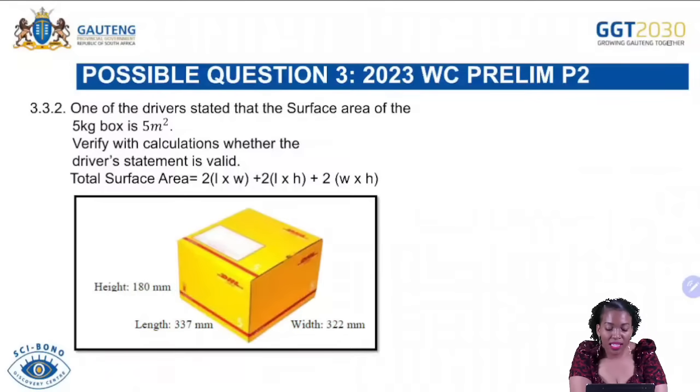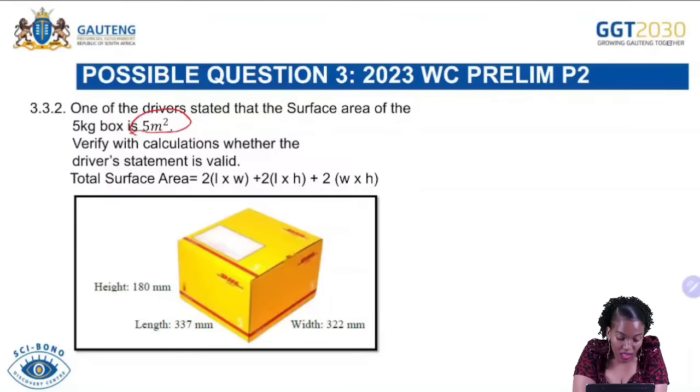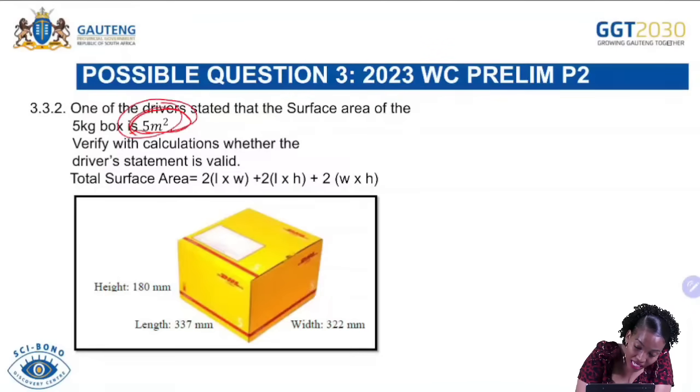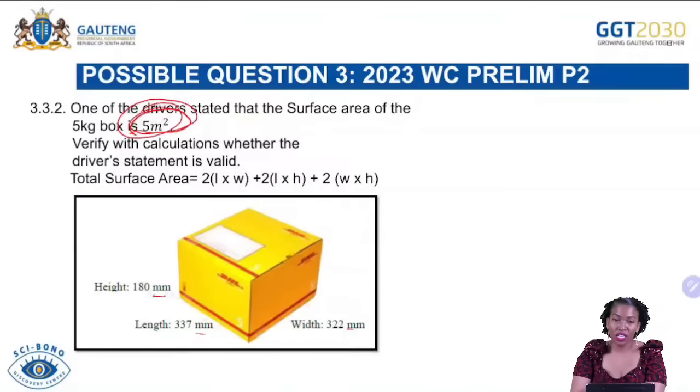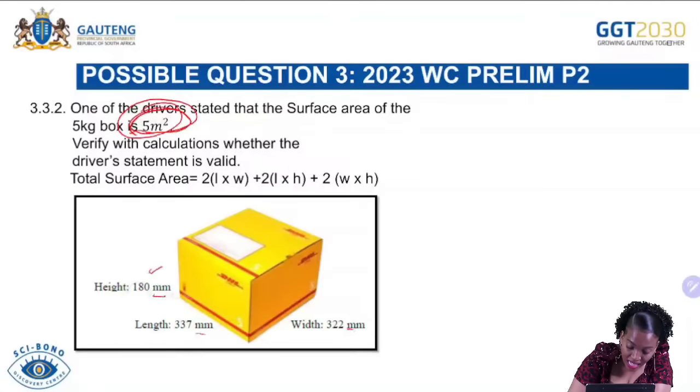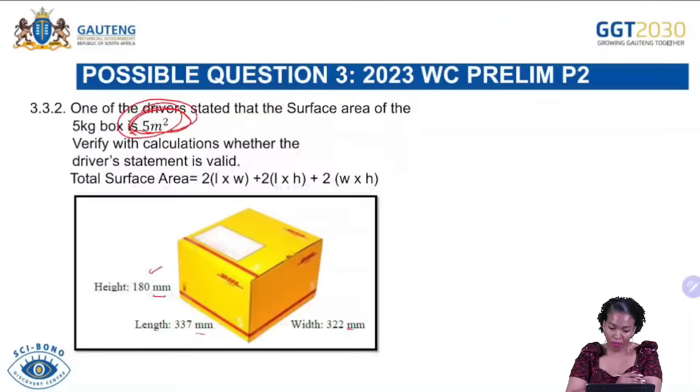3.3.2. One of the drivers stated that the surface area of the 5 kg box is 5 square meters. You must verify with calculations whether the driver's statement is valid or not. Here, this one is a tough one because now they want the surface area in square meters, whereas our units are in what? In millimeters. So we can do it both ways here. We can first convert our millimeters to meters and then calculate. Or we can calculate the surface area in millimeters, and then the answer that we get, we can convert from millimeter squared to meter squared.